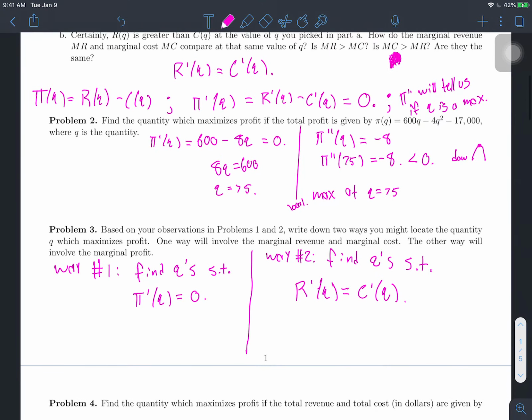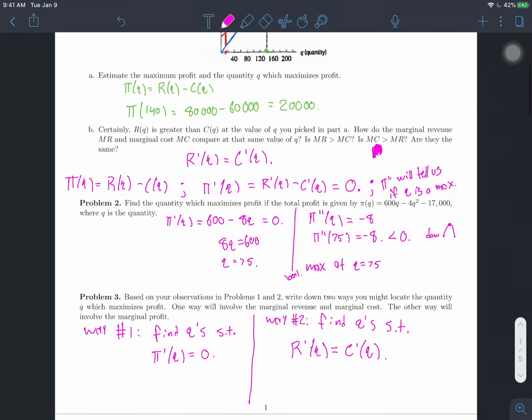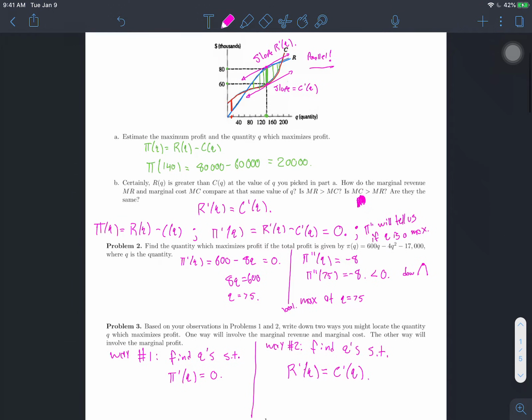Are there any questions so far about this profit stuff? Could be about the graph problem all the way up to this kind of explanation of these guys.